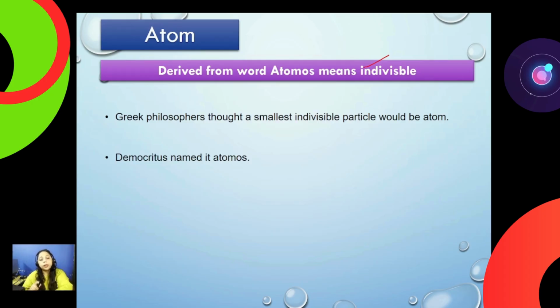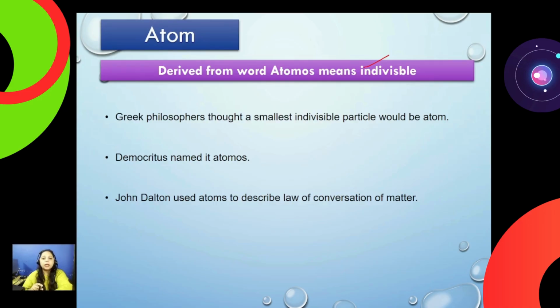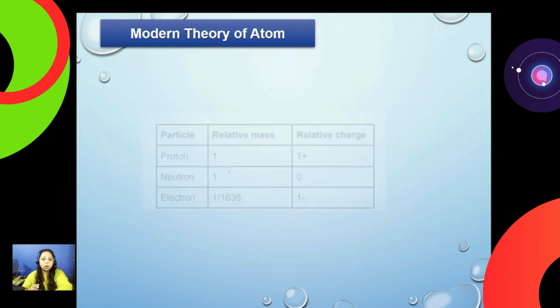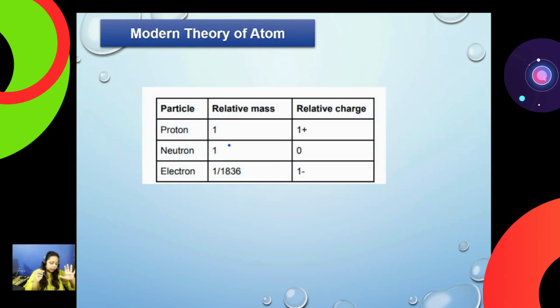So who named it? Democritus named it, and John Dalton gave a concept of how atoms follow the law of conservation of matter. Moreover, atom was thought to be dense, spherical, and smallest, while the modern theory suggests that it has three basic subatomic particles. Very first one is the proton, second one is the neutron, and the third one is electron.